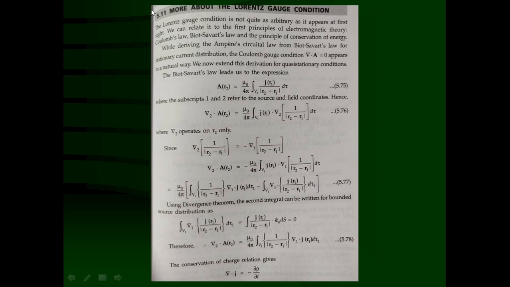That is topic 5.11 from the book: more about the Lorenz gauge condition. The Lorenz gauge condition is not quite as arbitrary as it appears at first sight. We chose it in the previous section arbitrarily because we wanted to obtain identical equations for the vector potential as well as for the scalar potential.